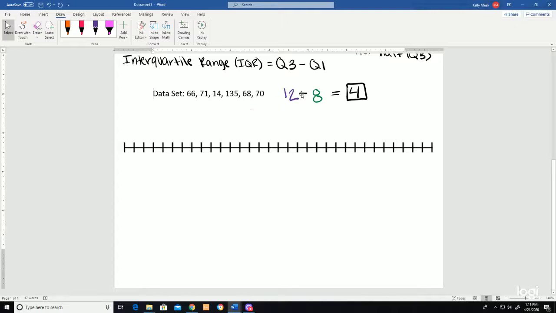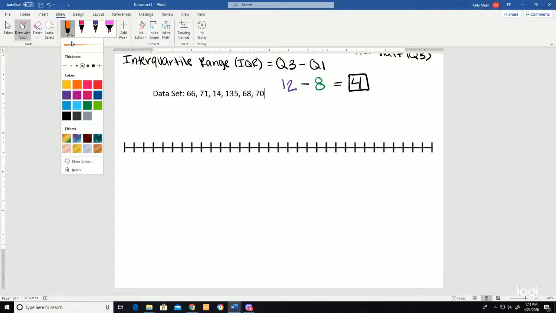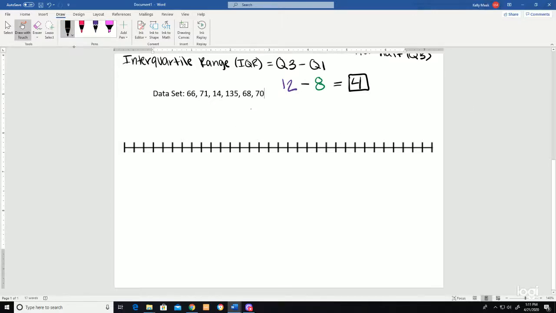I gave us a number line to show all of our points on there if we want to. So I am going to go ahead and label this number line real quick. Our lowest number is a 14. I'm going to label these. I think I'm going to go by 5.